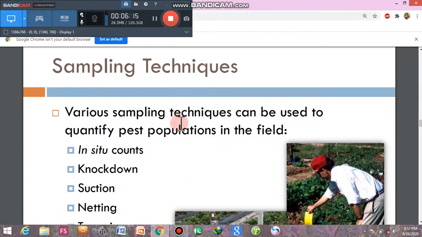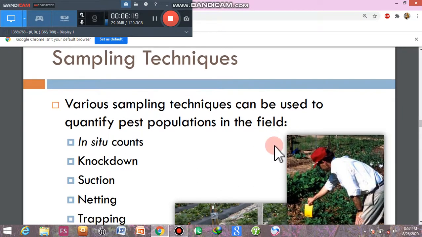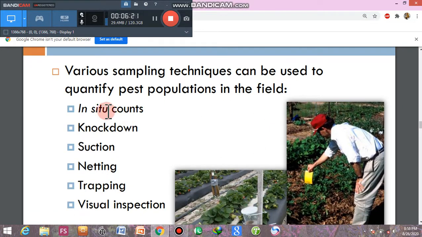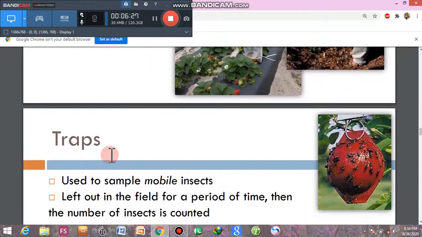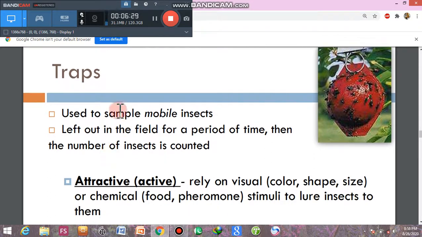Sampling techniques. Various sampling techniques can be used to quantify pest population in the field. Sampling techniques are in situ counts, knockdown, suction, netting, trapping, visual inspection, etc. Traps are used to sample mobile insects, meaning flying insects, left out in the field for a period of time. Then the number of insects is counted.